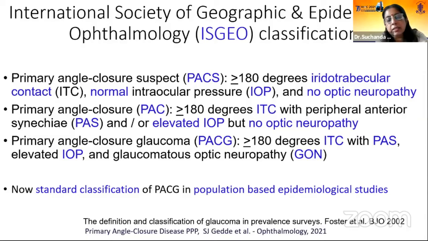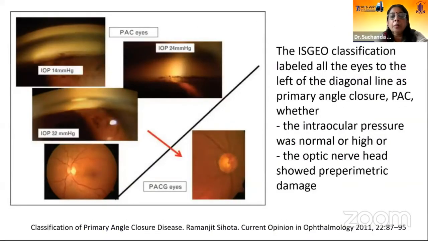Till date, this is considered to be one of the standard classification and is most commonly used in population-based epidemiological studies. But like other classifications, this too has its drawbacks, because under the classification of PAC, there is a wide spectrum of clinical cases which could be just a single peripheral anterior synechia, a part closure of the angle by peripheral anterior synechia, or a total closure of angle.